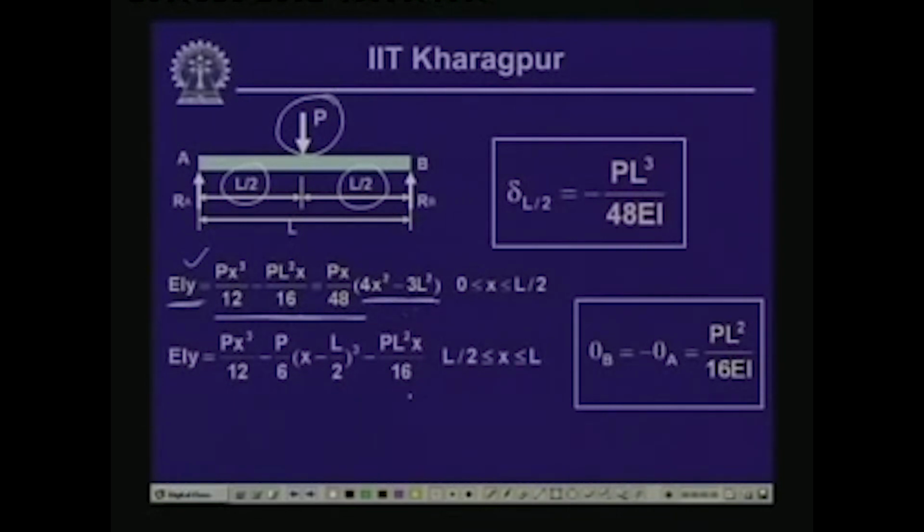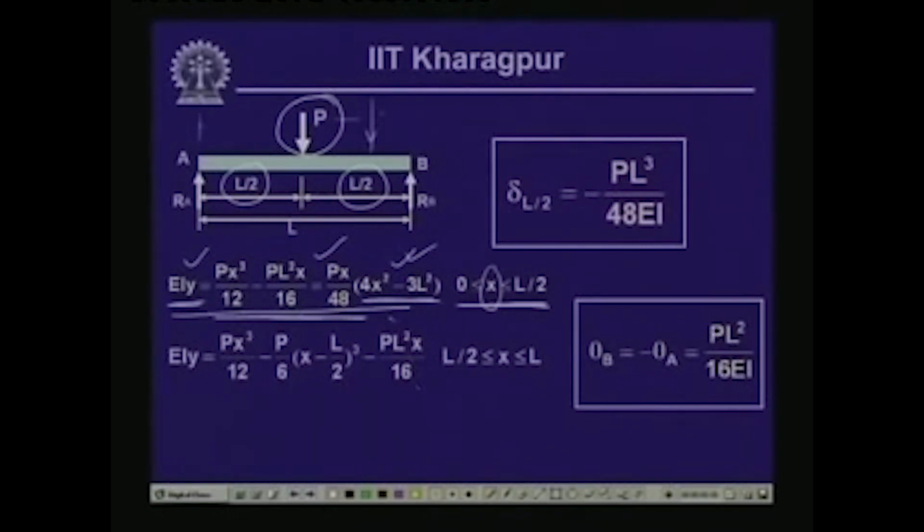(4x square minus 3L square). Now, as you can see, this particular expression is a little different from what we evaluated in the general expression, where P was located at a distance of a from the left support. This particular expression is valid between 0 and L by 2. When the value of x lies between 0 and L by 2, this expression is used.